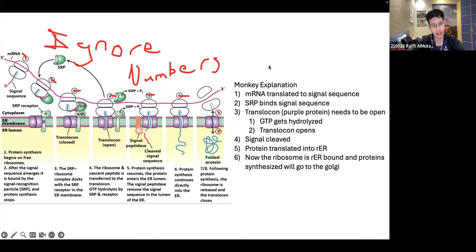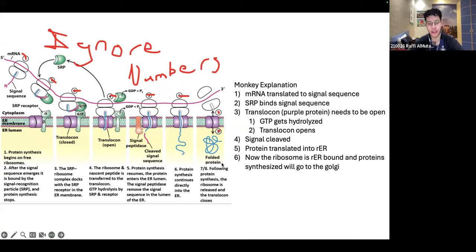So let's look at the words, just to keep it simple. First, the mRNA is translated to the signal sequence, which we can see over here. The SRP is going to bind the signal sequence, as you can see here. The translocon needs to be opened. So now this ribosome is here, and we need to open this translocon. So we break the GTP. This causes energy, which opens the translocon. We remove the signal. The protein gets translated inside. And now, where will this protein go? It will go through vesicles to the Golgi, and then whatever sites it needs to go beyond.